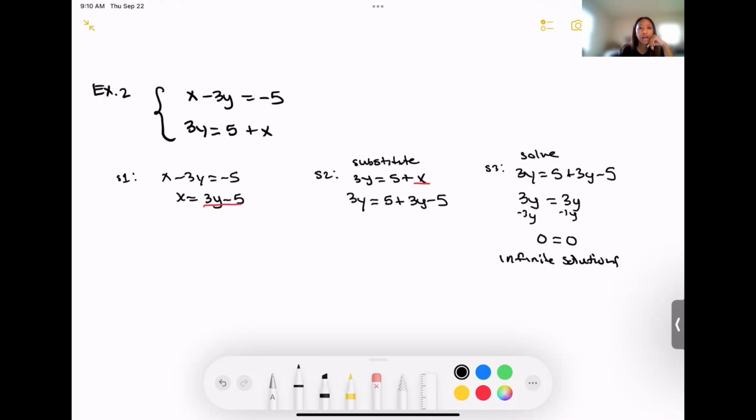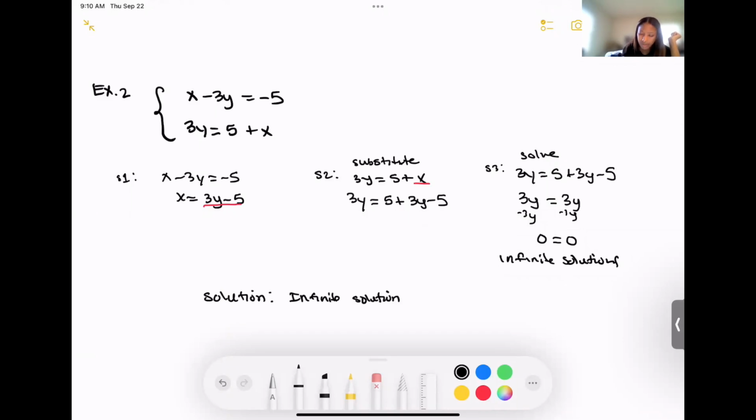Okay, how do we have infinite solutions? These are actually just the same line. They're written just a little bit differently. So any point that's on the line would give us a solution to the system. The way that we write up our solution set in this case would be to say that there are infinite solutions.